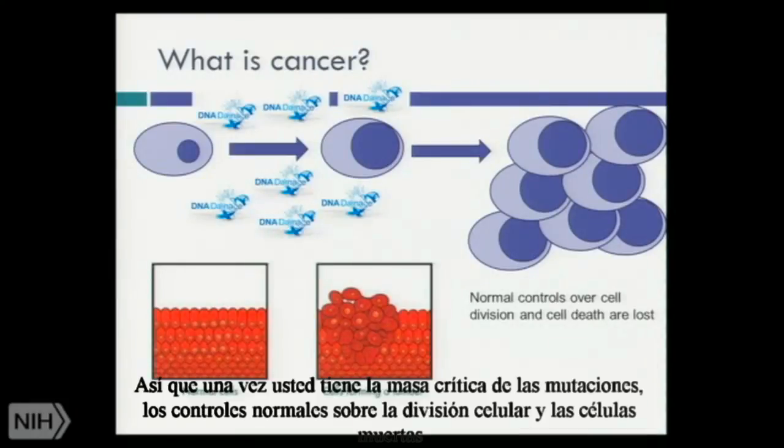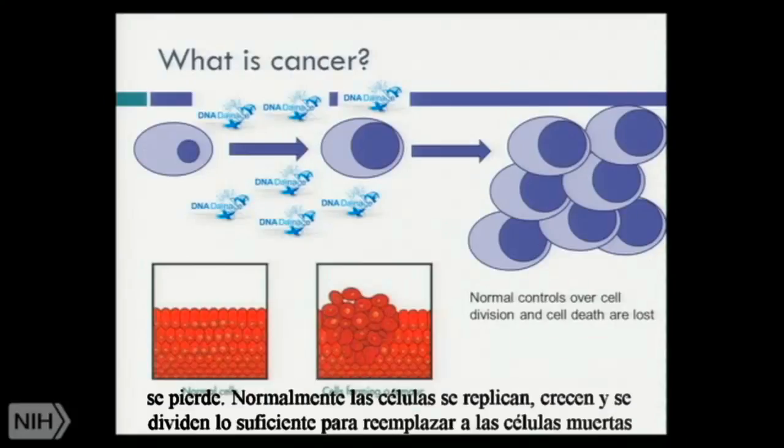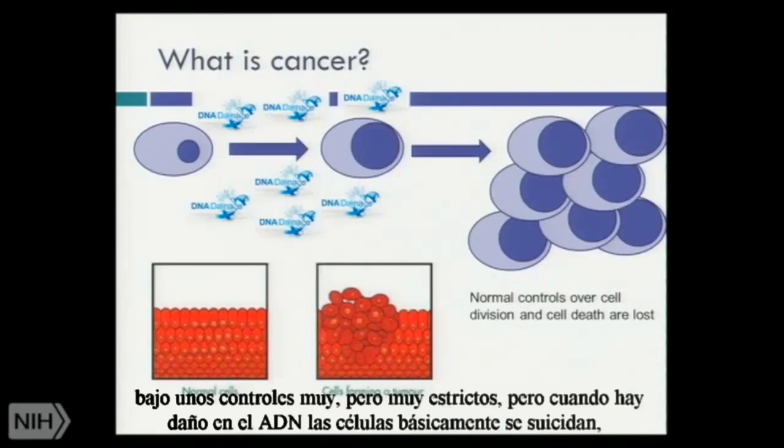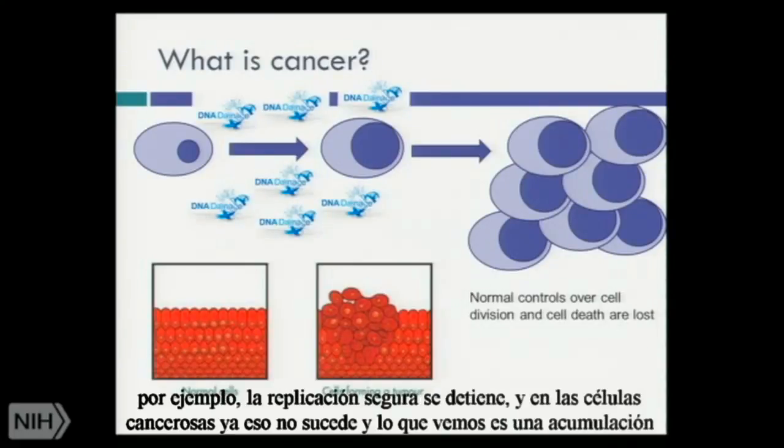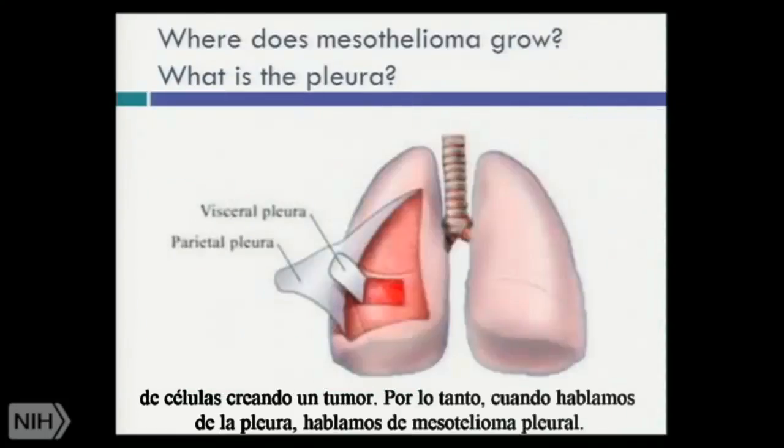So once you have that critical mass of mutations, the normal controls over cell division and cell death are lost. Normally, our cells will replicate, grow and divide just enough to replace other dead cells within very, very strict controls, and cells will basically suicide. They'll kill themselves off once they have DNA damage, for example, that stops safe replication. But in cancer cells, that's no longer happening. And what we see then is a build-up of cells that form a tumour.